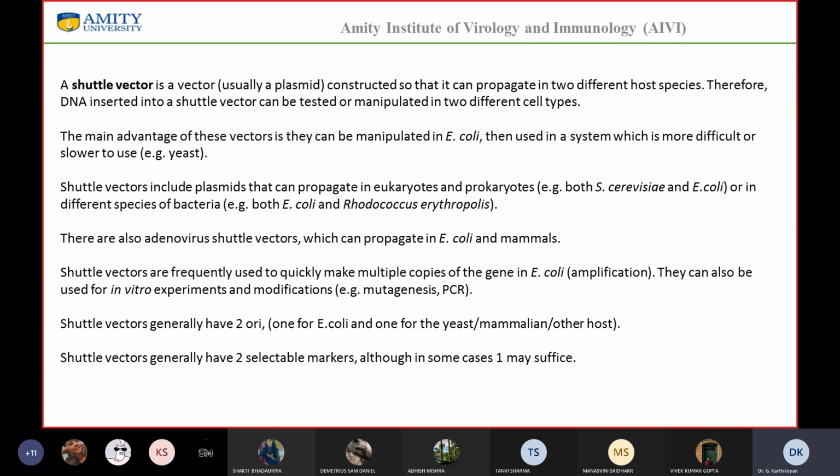Unlike cloning vectors, expression vectors, as we saw, are a little different. In a cloning vector, you're only able to say whether the gene got cloned or not. They don't express, or they express very, very tiny amounts, which is not feasible commercially. So these expression vectors are specially designed. And the question is, where do you want to express your foreign protein?